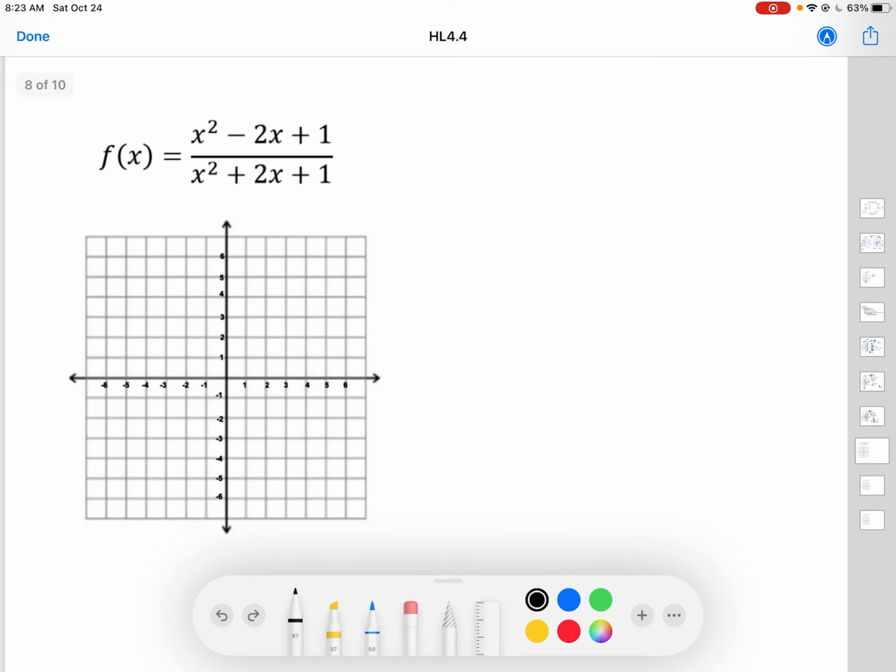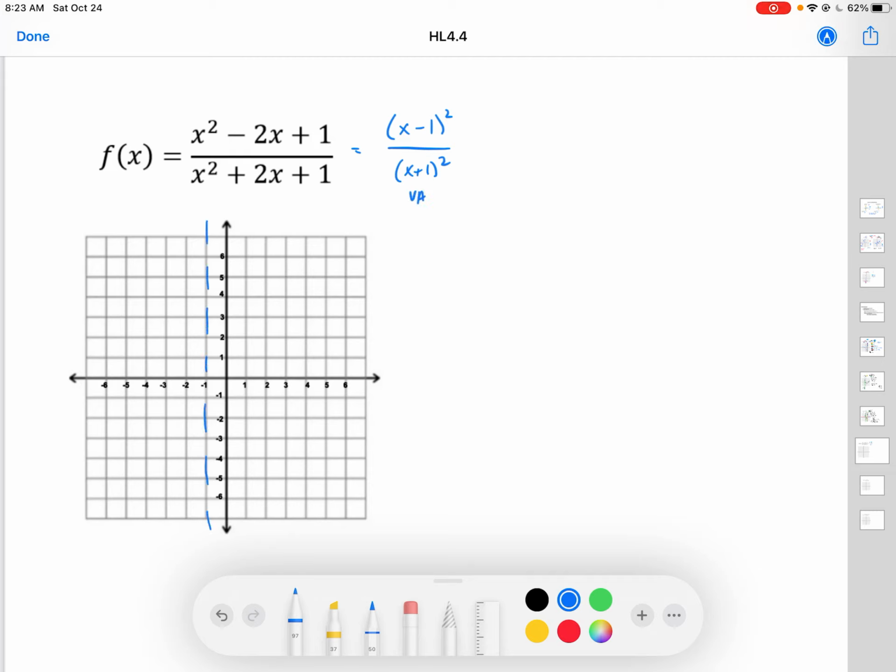Let's go ahead and do another one that's kind of fun. Well, I think all of them are fun. I don't know why you guys don't, but we're going to have fun. So I'm going to go ahead and factor these. These actually factor to x minus 1 squared and then x plus 1 squared. So once again, no hole at all. But we have a vertical asymptote at x equals -1.